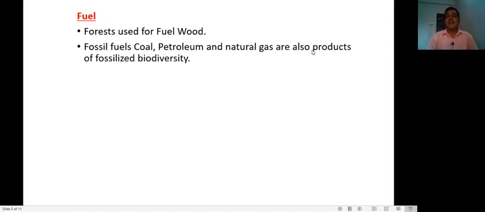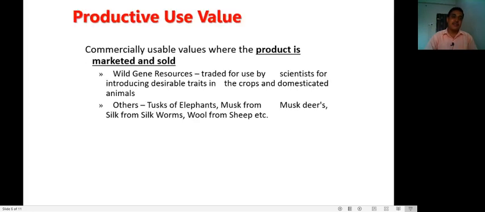are again an example of fossilized biodiversity. It means that during volcanic eruptions, these plants and animals get buried into the land, and that may get converted into fossilized fuel. So this is an example of the consumptive type of biodiversity.